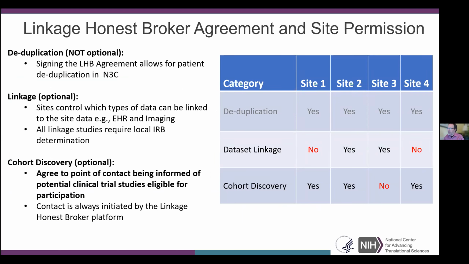If Site 1, and let's say it's UNC, says we are not going to allow any linkage data, their data that came with their site identifier will be excluded from all analysis with linkage. Same thing with cohort discovery.